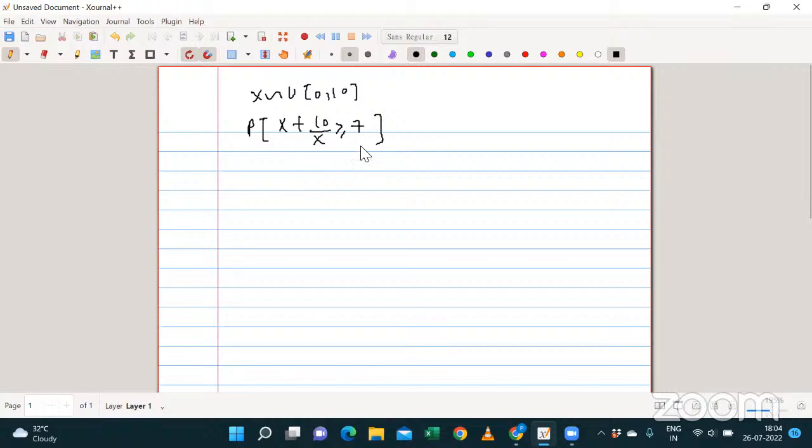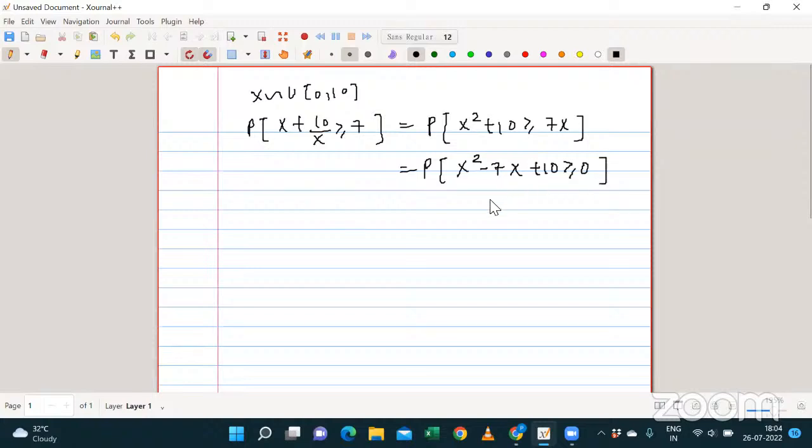Now, can I write this equation as x square plus 10 greater or equal to 7x? Yes, sir. Now, x square minus 7x plus 10 greater or equal to 0. Now, again, can I write x square minus 2x minus 5 times x plus 10 greater or equal to 0?